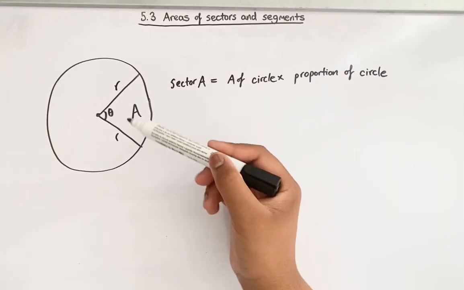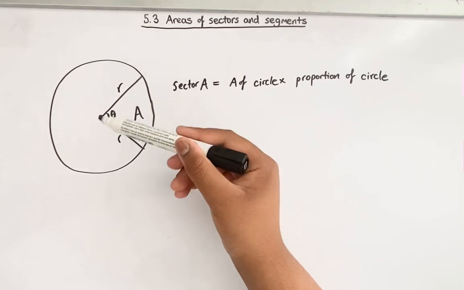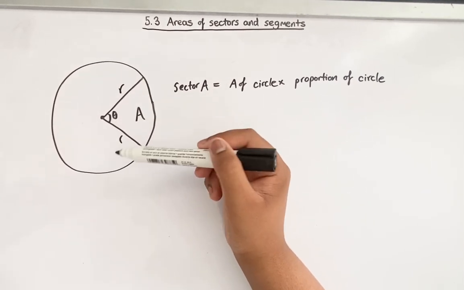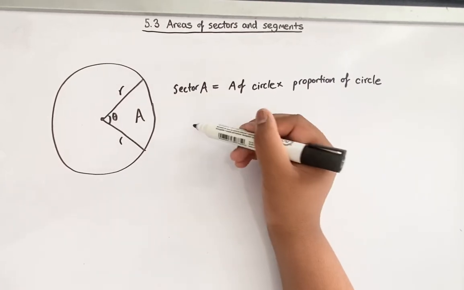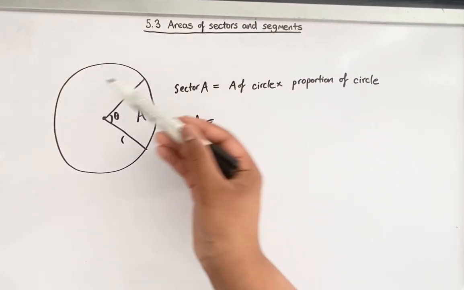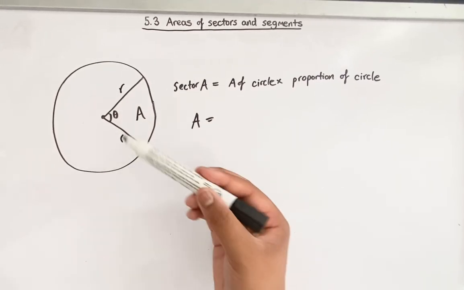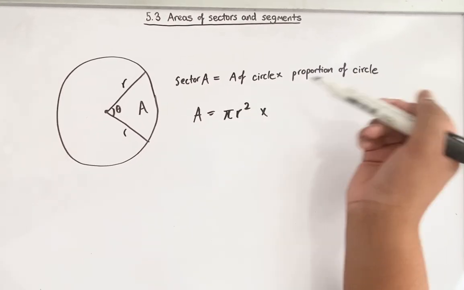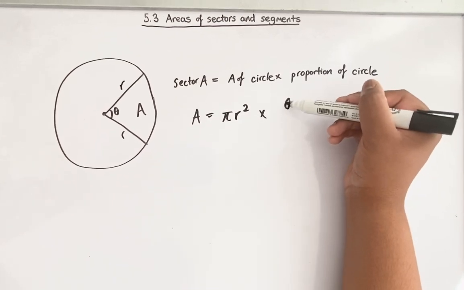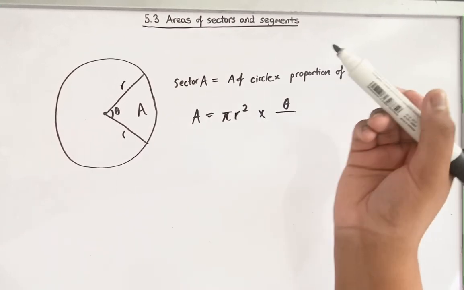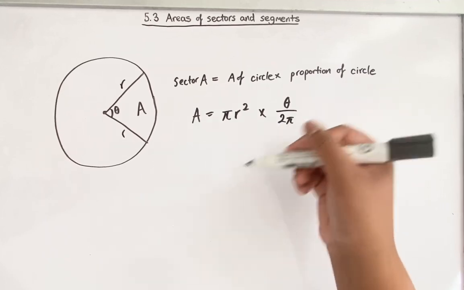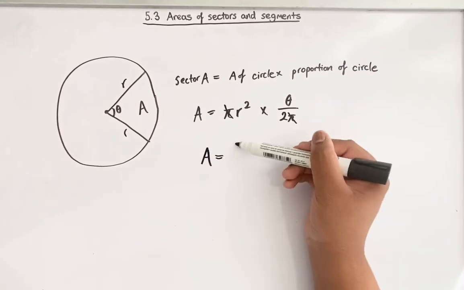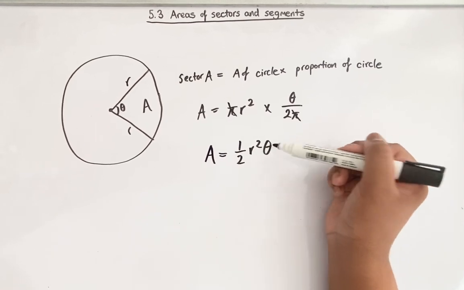If you have a circle with a sector that makes an angle theta radians with a radius r, the area A here will be equal to the area of the circle times the proportion of the circle. The area of a circle is pi r squared, and the proportion of the circle will be the angle theta over 2 pi for the 2 pi radians. So here the pi's will cancel, and you get A equals a half r squared theta.